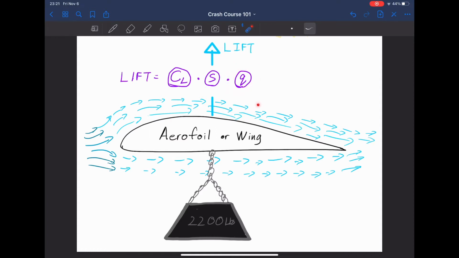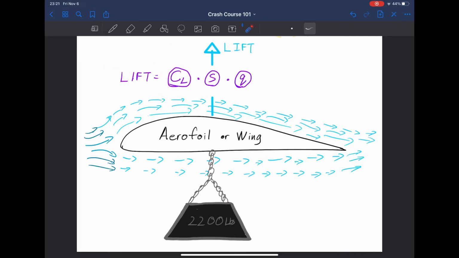If the Q increases, meaning if you go faster, the lift increases. If the surface area of your wing increases, your lift also increases. And lastly, if your coefficient of lift increases, meaning your angle of attack or your wing shape, your lift increases.